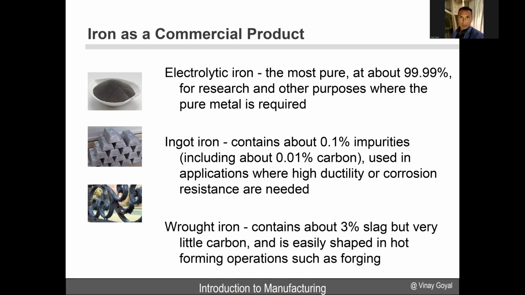The other one that you may have seen quite a bit is wrought iron, which contains about 3% slag, but very little carbon. And the nice thing about wrought iron is it can be easily shaped by hot forming operations. So by applying hot temperatures, you can form it, and we call that forging.